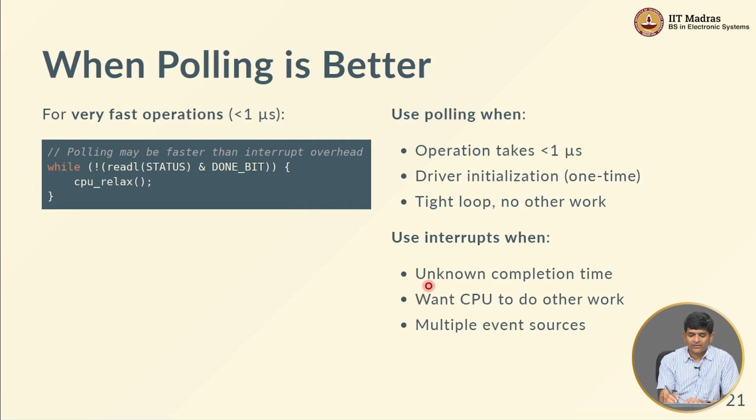On the other hand, when you have an unknown amount of completion time, you do not know how long the peripheral is going to take to execute, or you really want the CPU to be free to do other work during that time, or you want to handle multiple event sources, right? For anything other than a completely embedded system with a single functionality, you typically have multiple different kinds of event sources and functions that you need to handle, right? You are pretty much going to be forced to use interrupts at that point.